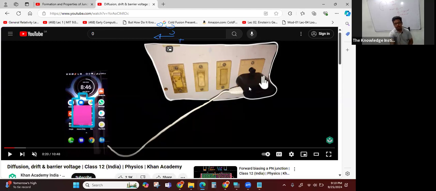So we use diodes to rectify or convert an alternating current to a DC current. In order to do that, we use combinations of diodes. If we use one diode, we get a half wave rectifier. If we use two diodes, it's a full wave rectifier, so that we can get a DC current. Those things we will learn in our future class. Probably in our next class we will be able to learn about it.